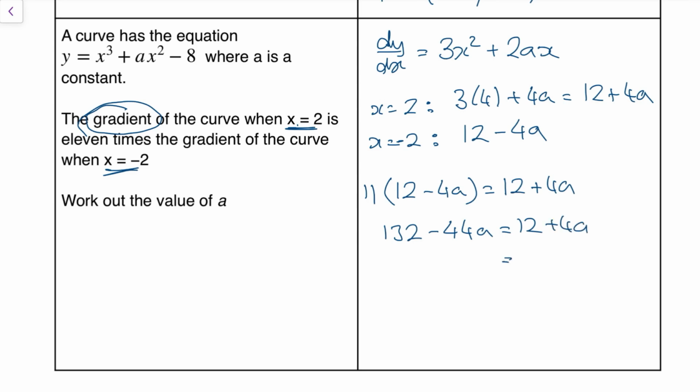Then which way around should I do it? Let's add 44a to both sides, which gives me 48a. Let's take away 12 from both sides, which is going to give me 120. This isn't going to be a brilliant number, but it's going to be okay. And therefore I'm going to use my calculator just so I'll get this right for you. So 120 divided by 48, which means that a is equal to 5/2.